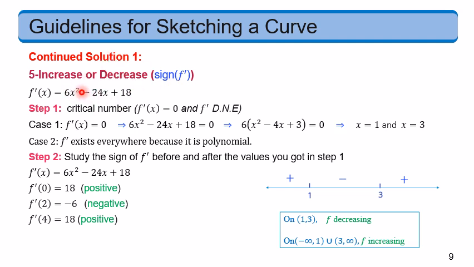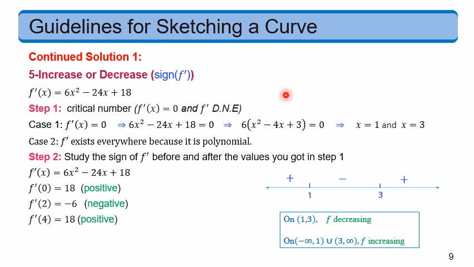For the increase or decrease, we need to find the critical numbers. That means we need to put the first derivative equal to 0: 6x squared minus 24x plus 18 equals 0. We can take 6 as common, and inside the bracket we have x squared minus 4x plus 3 equals 0. After solving this we have x equals 1 and x equals 3. We can solve this by factorization, or we can use calculator mode 5-3, which gives x minus 1 equals 0 and x minus 3 equals 0. That means x equals 1 and x equals 3.